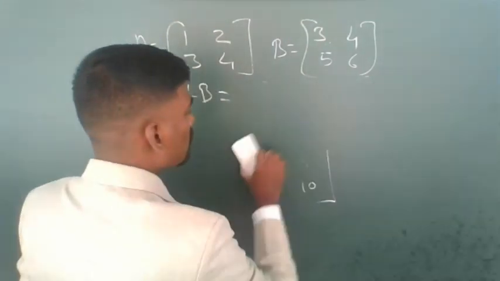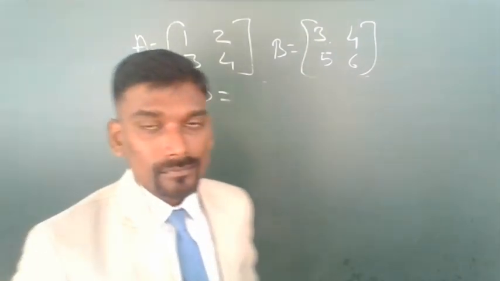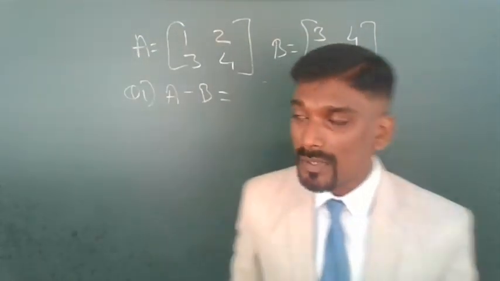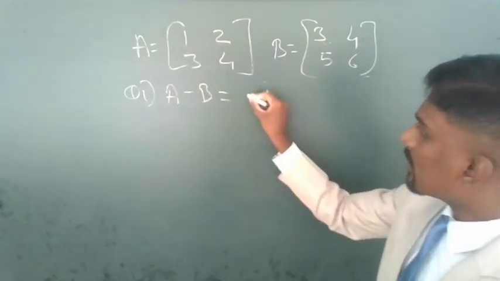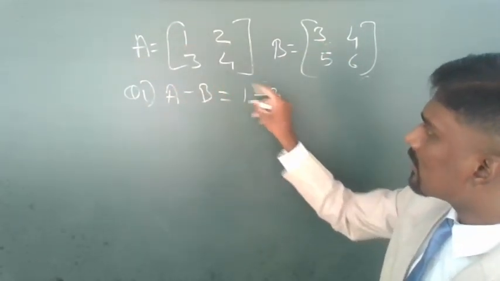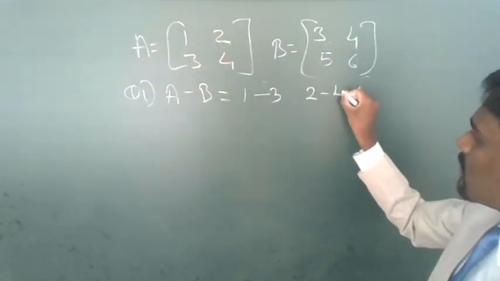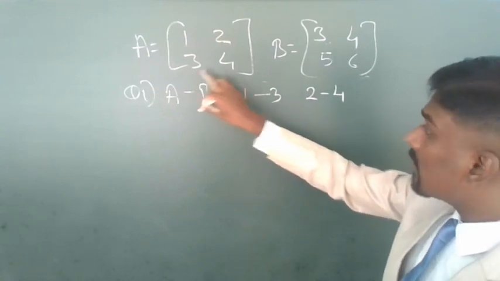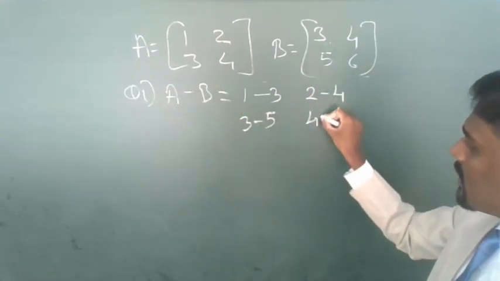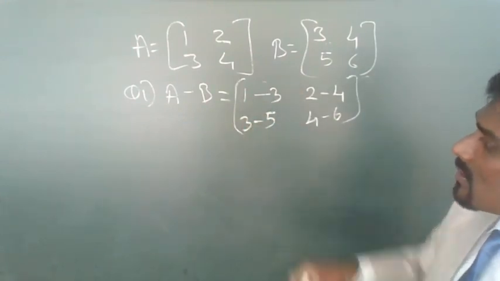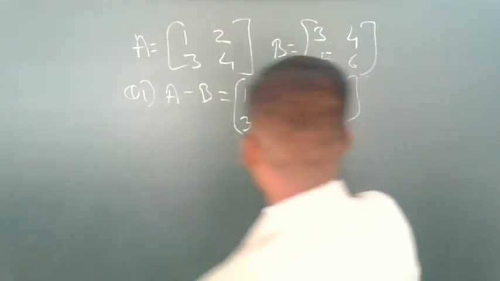Now, same question. What is the value of A minus B? What will you do? You subtract this element and this element: 1 minus 3. Next, 2 minus 4. Then 3 minus 5. Next, 4 minus 6. This is the way you do subtraction.